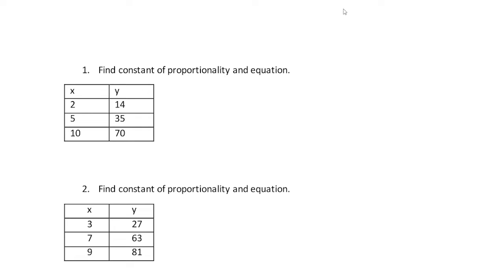Find the constant of proportionality in an equation. So let's see. What do we multiply 2 by to get 14? That's going to be 7. 5 times what is 35? That's 7. 10 times what is 70? That's 7. So clearly, the constant of proportionality is 7. And the equation will be of the form y equals kx, where k is the constant of proportionality, and that's 7.